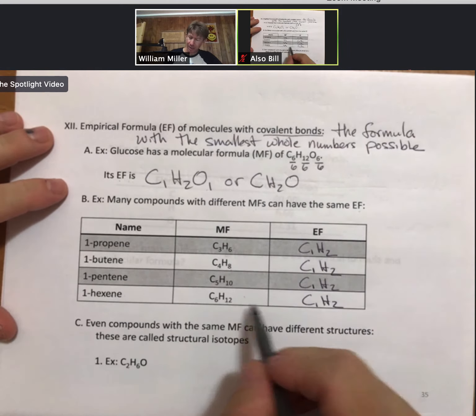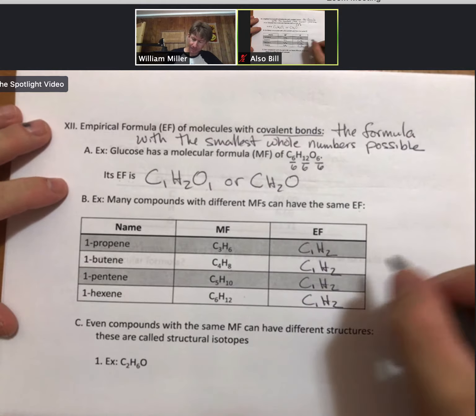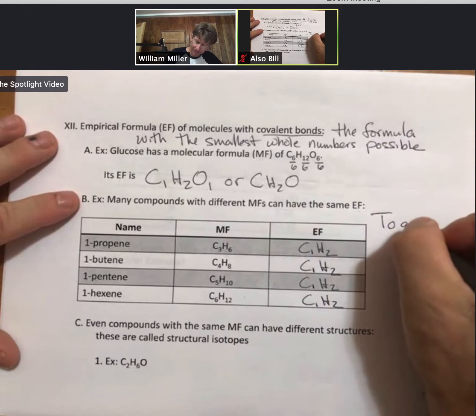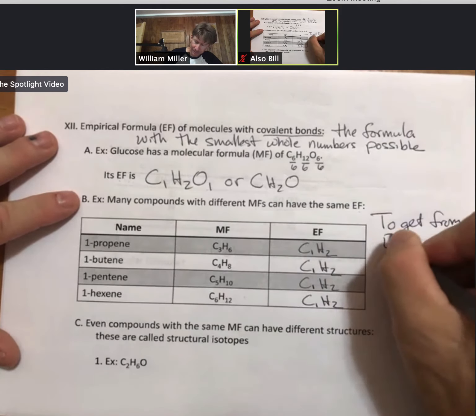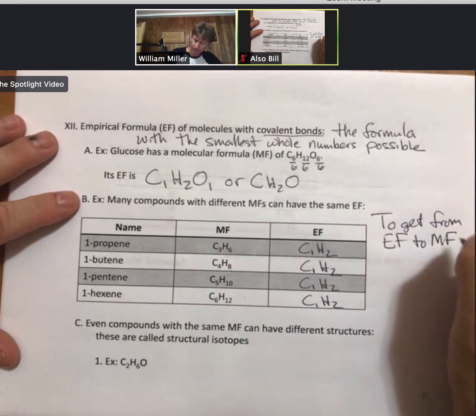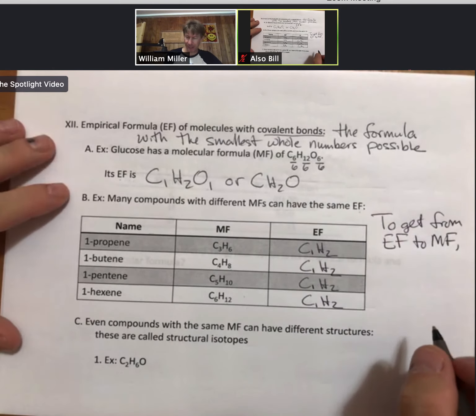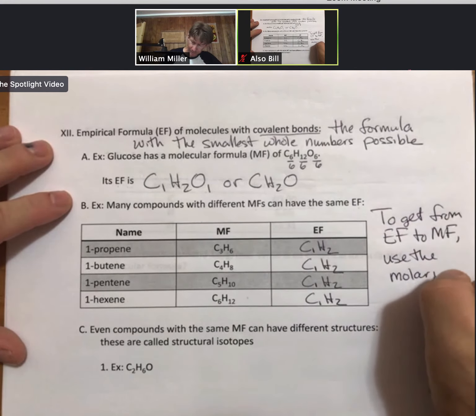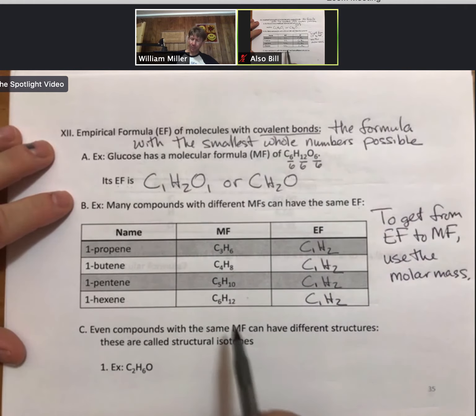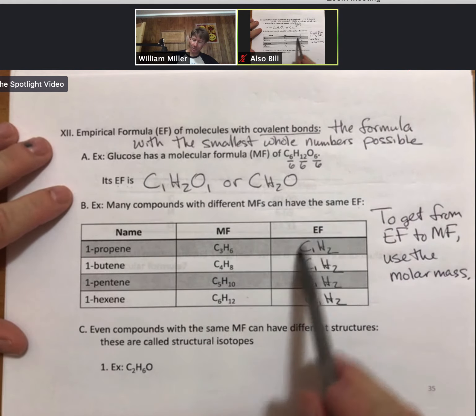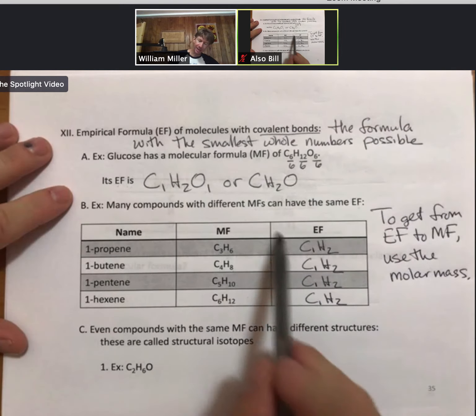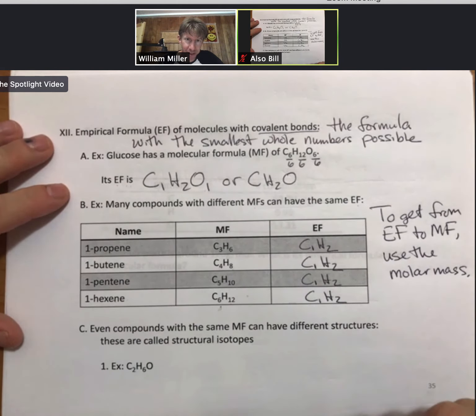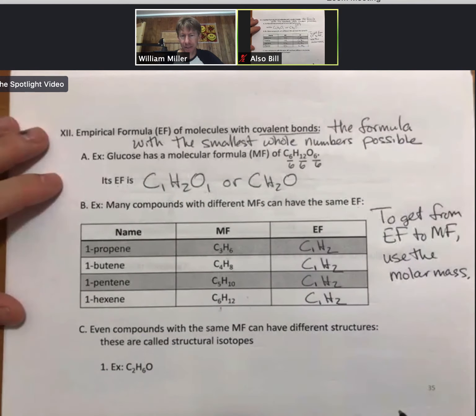And then once you have the empirical formula, the way to get from empirical formula to molecular formula is to use the molar mass. What I mean by that is, if you get the empirical formula and you're given the molar mass, that's when you can find the molecular formula. If you do not have the molar mass, you probably can't find the molecular formula, as we'll see.